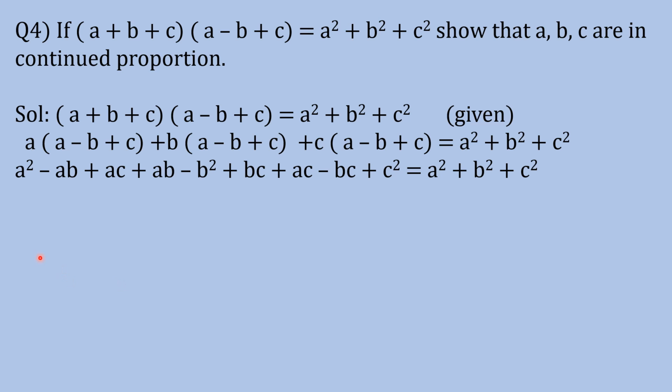Now students, can you see here the terms get cancelled? You can see minus AB and plus AB is there. So this will get cancelled. So let's do the cancellation. So I'll cancel minus AB and plus AB. What else? AC plus AC, no, it will not get cancelled. Minus B square, not there in the left hand side. BC minus BC, yes, it will get cancelled.